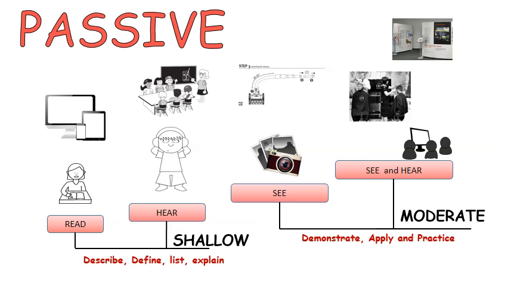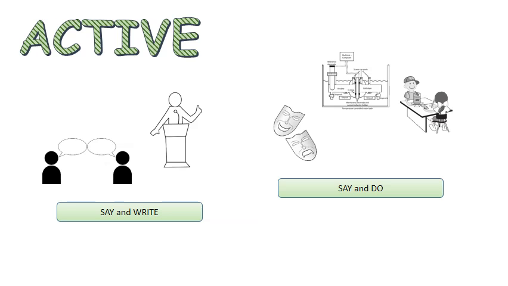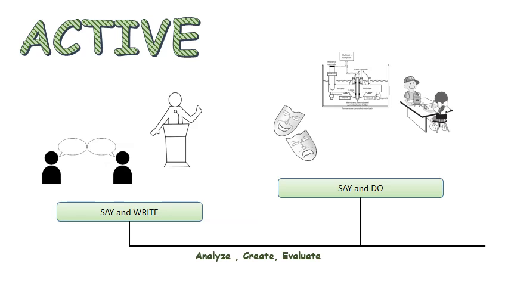Now let's look at the active learning activities from earlier. When we learn through activities where we say and write the information, or we say and do something with the information, we are able to analyze, create, and evaluate with that information. This is considered to be deeper learning. We've gone beyond memorizing facts. We can comprehend and apply higher order thinking skills with the retained information. I think that this shows active learning instructional methods achieve the deepest learning outcomes.